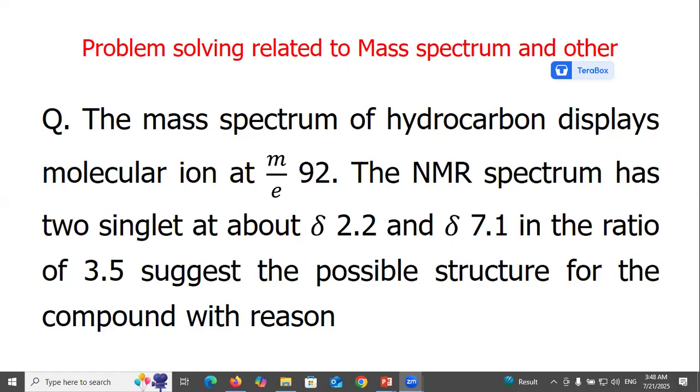Okay, problem solving related to mass spectroscopy and other.